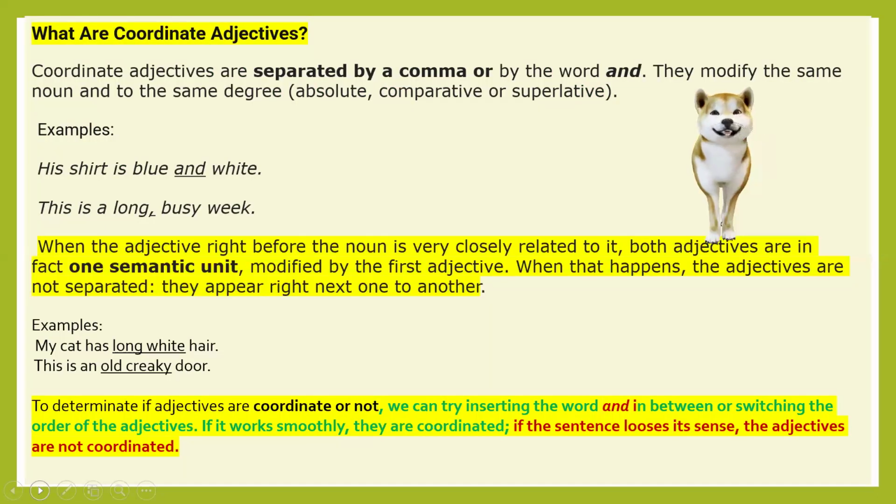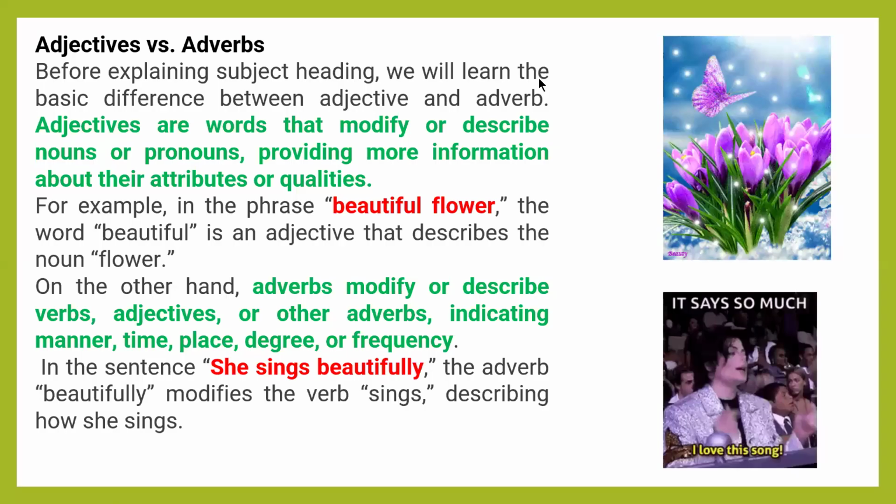What are coordinate adjectives? Coordinate adjectives are separated by a comma. The most important point: coordinate adjectives are separated by a comma.